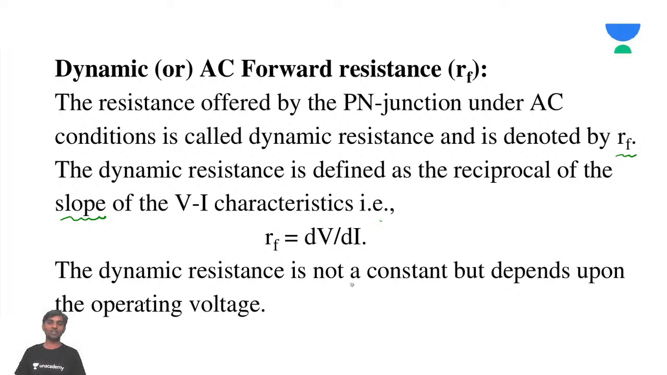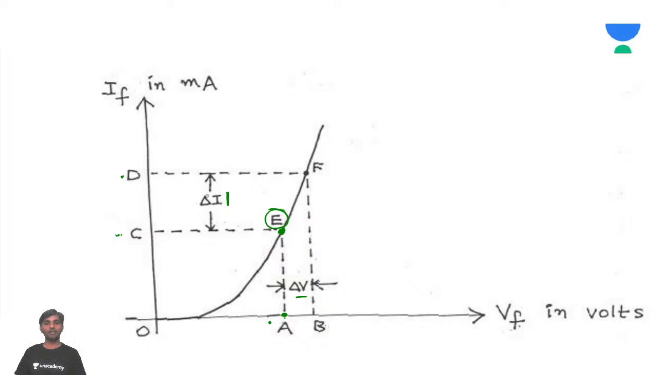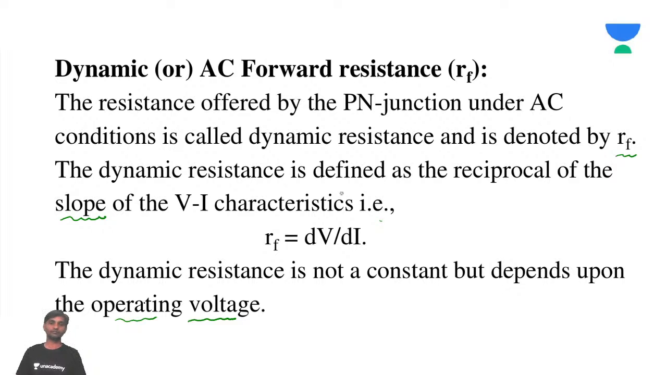So dynamic resistance is not constant but depends on the operating voltage. From the graph, it is dV by dI, so you can say AB by CD. That is, change in voltage with respect to change in current. As it is a resistance, we are doing it this way. The reciprocal of the slope of the VI characteristics is nothing but the dynamic resistance. This you also need to remember.